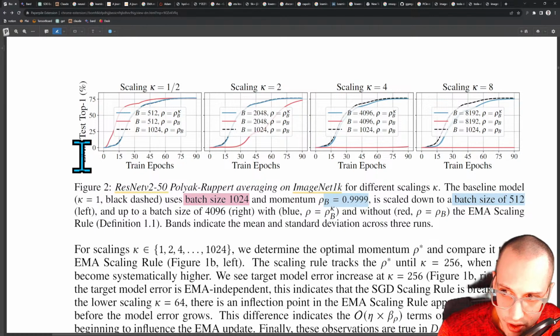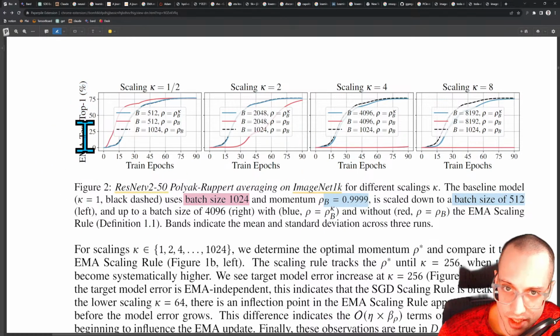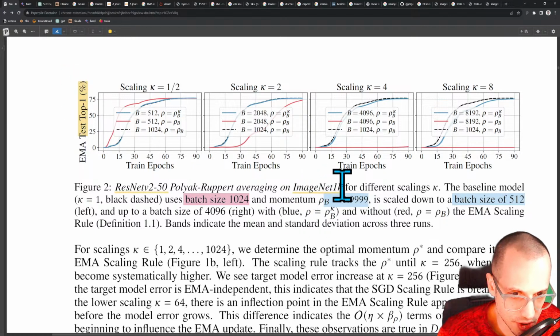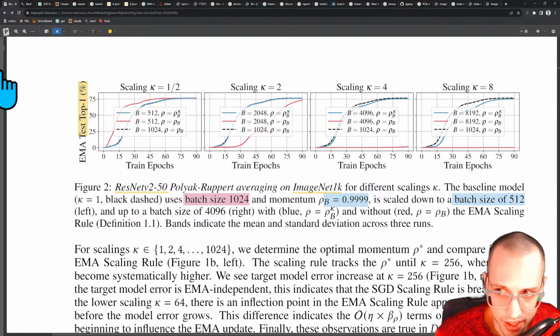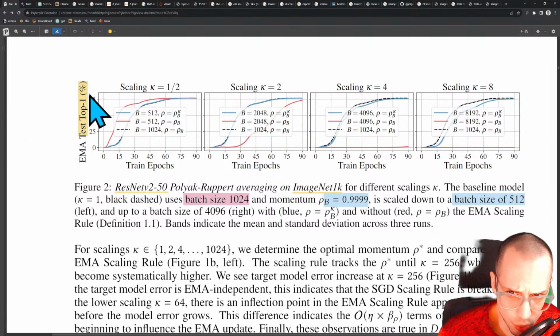And what they're showing here is the test top 1%. This is basically the metric that is used for ImageNet 1K. It basically means what percentage correct did you get on this classification task, and you have to get the first guess correct. That's what the top 1 means. Top 5 would be if your top 5 guesses include the correct guess, then that's correct. Top 1 means it has to be correct.